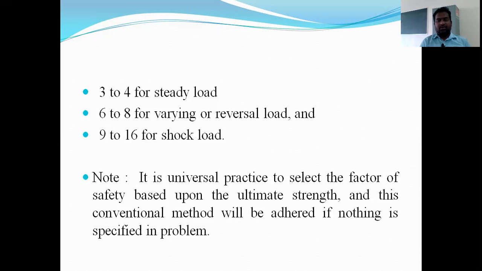Understood? It is universal practice to select the factor of safety based upon the ultimate stress, and this conventional method will be adhered to if nothing is specified in the problem. We have to consider this value while doing the design problems. Understood? 3 to 4 for steady load, 6 to 8 for varying or reversal load, 9 to 16 for shock load.